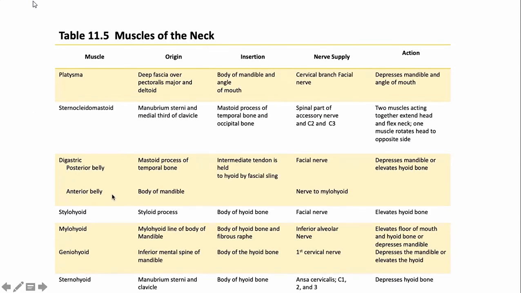The anterior belly originates from the body of the mandible, and it is inserted also into the intermediate tendon, held to the hyoid bone by a fascial sling. The nerve supply is from the nerve to the mylohyoid muscle. But the stylohyoid muscle originates from the styloid process of the temporal bone, and it is inserted into the body of the hyoid bone. Nerve supply is from the facial nerve, and the action of the muscle is to elevate the hyoid bone.